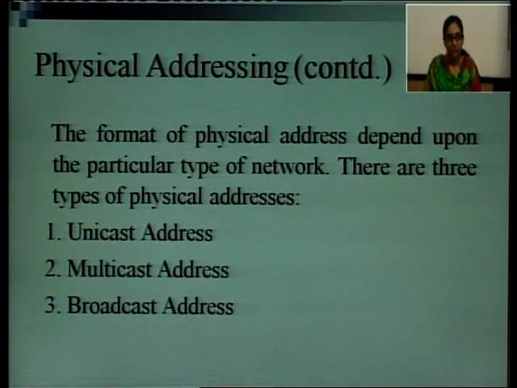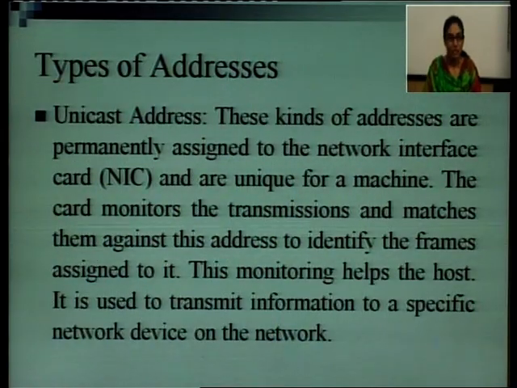The format of physical addresses depends upon what type of network we are using. There are three types of physical addresses: first is unicast, second is multicast, third is broadcast. First is the unicast address. These kinds of addresses are permanently assigned to the network interface card and are unique for each machine. So unicast means one single host.